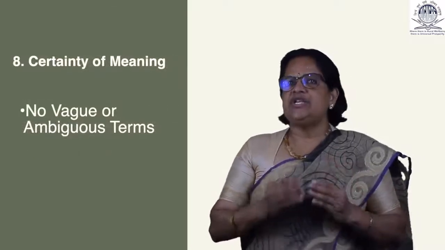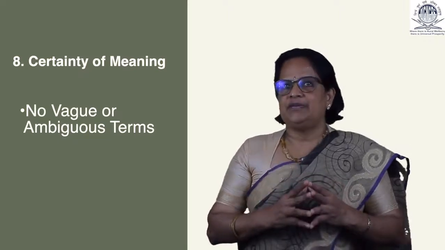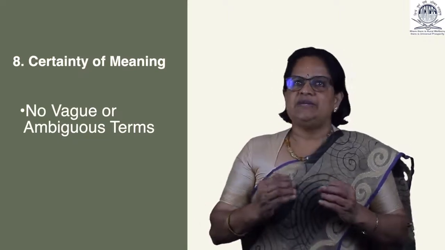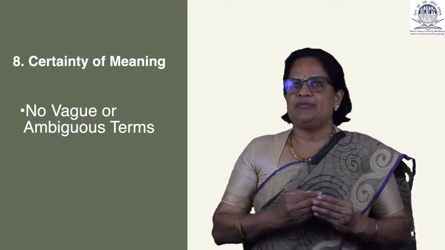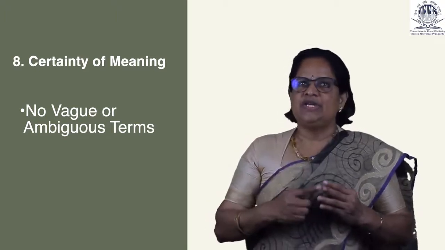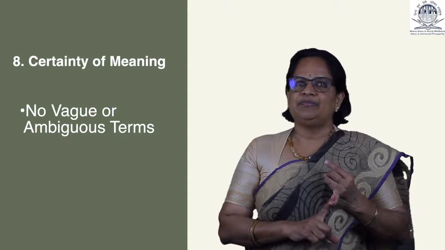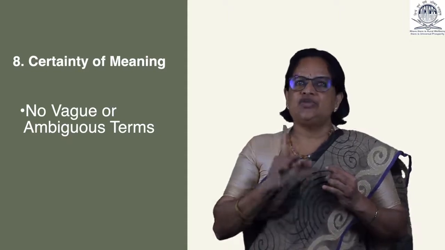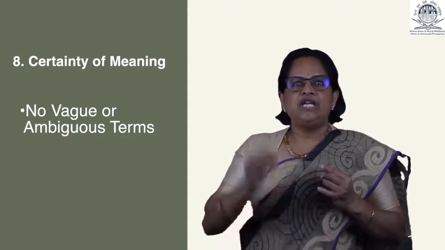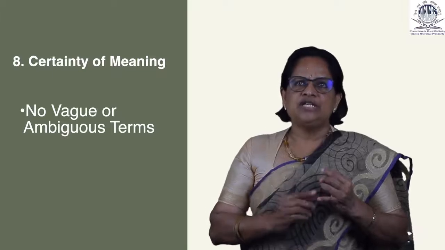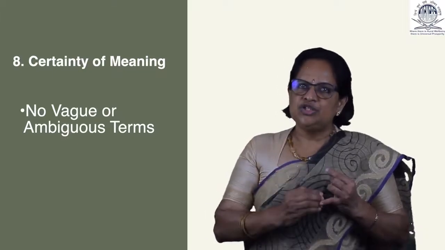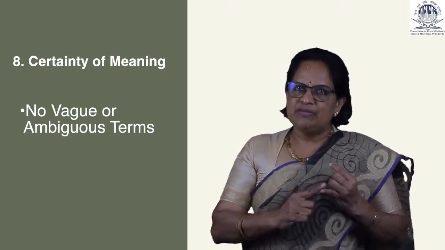The next condition is certainty of meaning. If we write an agreement as an educational institution with the supplier of books, it is not a valid contract. Can you tell me the reason for that? It will become a valid contract only when the agreement is to supply a specific subject and the author.